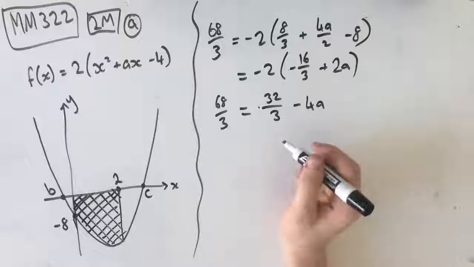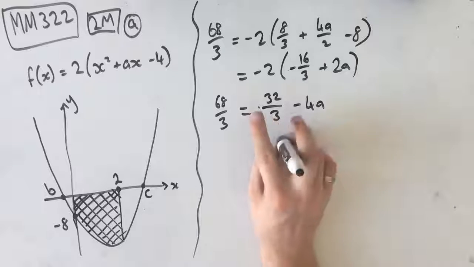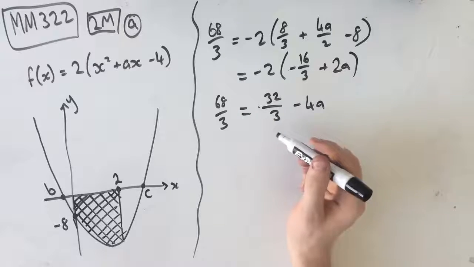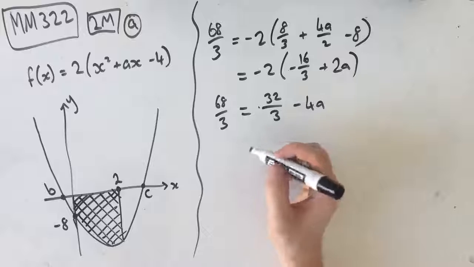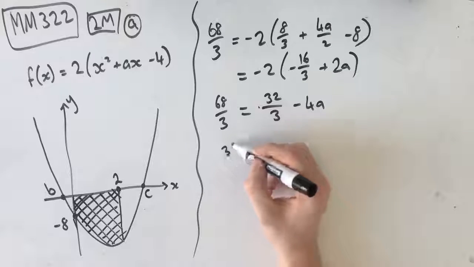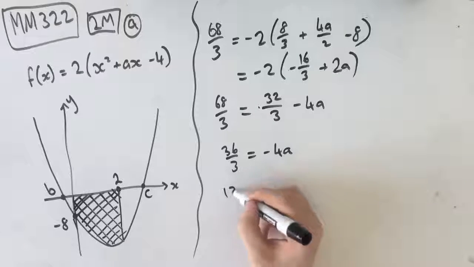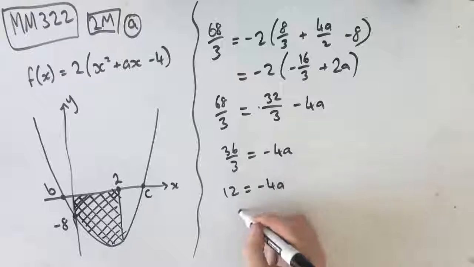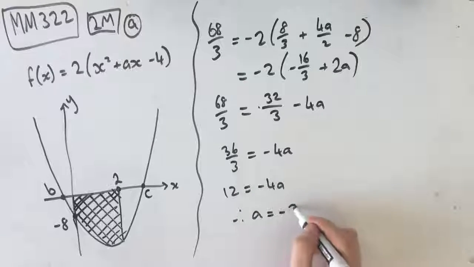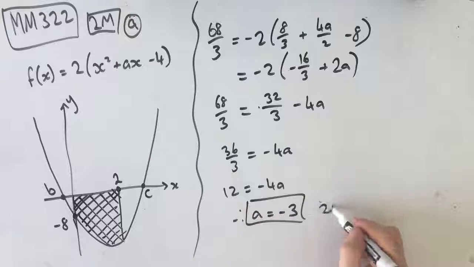So now I'm going to multiply both sides. Actually, no, I'm not. I'm just going to move 32 on 3 over here, which means I'm going to get 36 on 3 equals negative 4a. So therefore 12 equals negative 4a. So therefore a is equal to negative 3. That's our second mark. Guys, that's it for part A. As always, if you have any questions, let me know, but let's move on to part B.